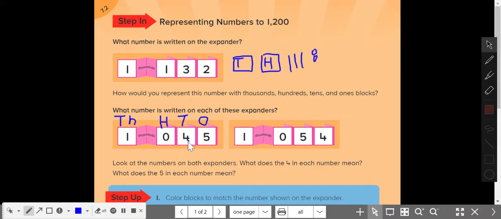Now I can look at my expander and look at the number 4 like it tells me to right here. So this 4 is in the tens place. I'm going to draw a quick picture below it to show that there are 4 tens in this number. Over here on the next expander, I'm going to make the same notes for myself. So my thousands, hundreds, tens, and ones. On this side, I have a 4 in the ones place. So I'm going to draw 4 circles.